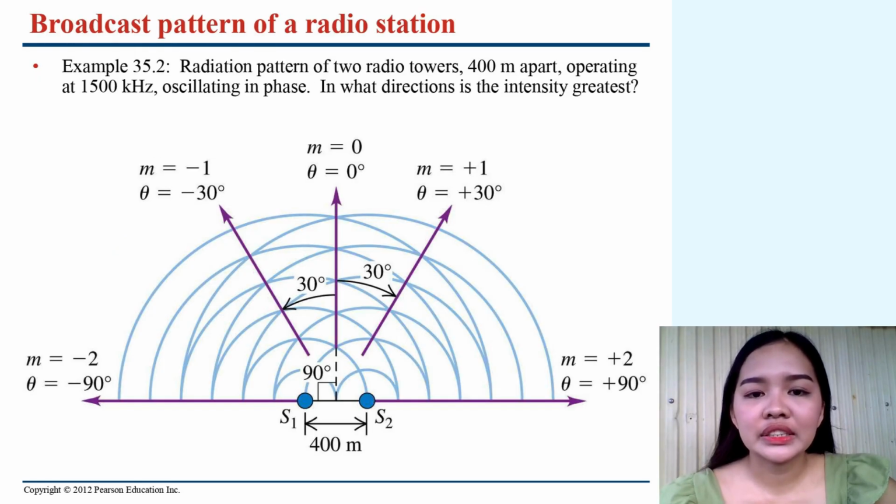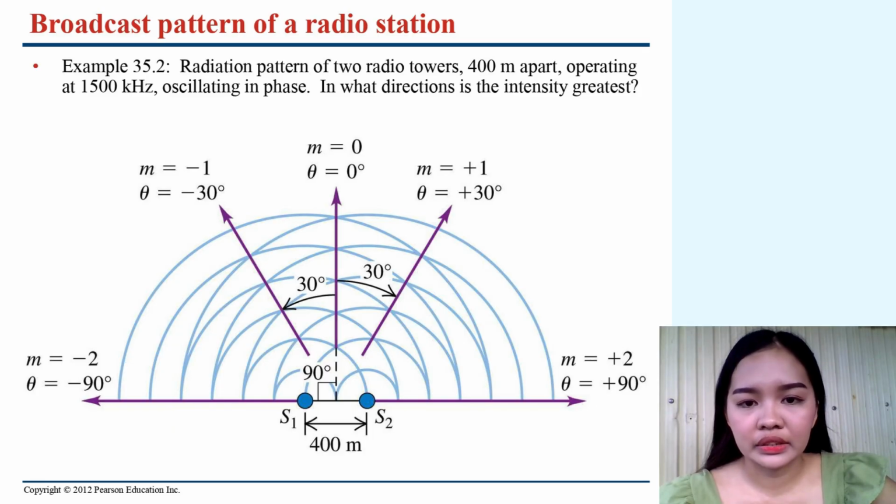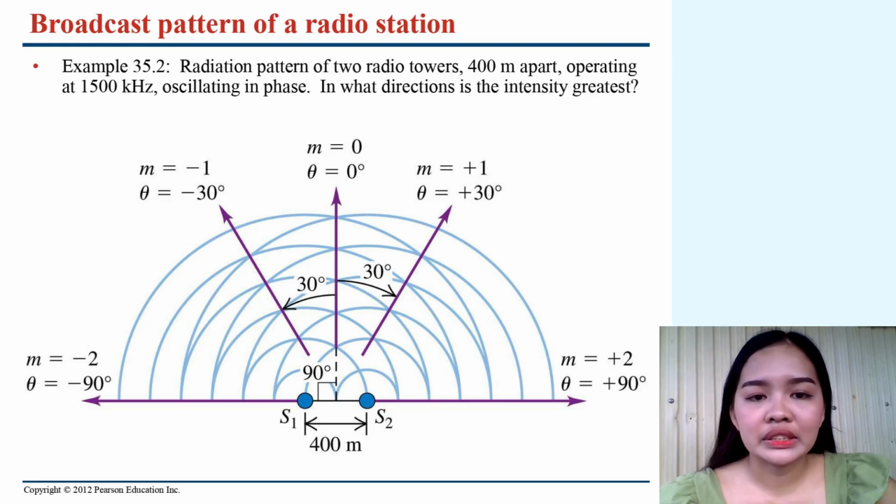So interference isn't just for light. It works for all waves, including radio waves. Example 35.2, where two radio antennas act like two sources separated by d equals 400 meter, while the frequency is 1500 kilohertz. First, we find the wavelength. Here is the equation: lambda equals c over the frequency. Simply put together, it results in 200 meter.